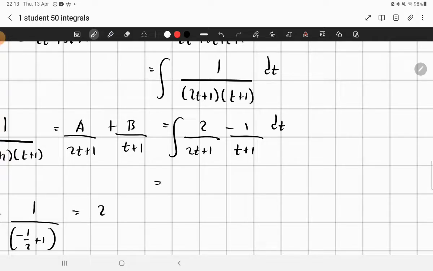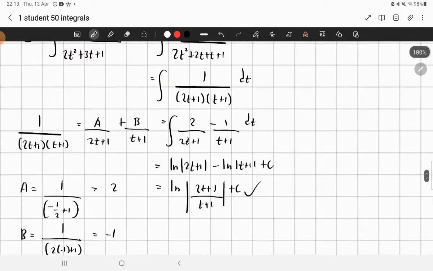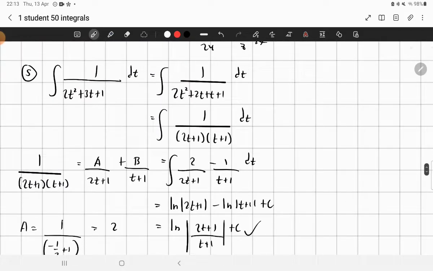And here you can obtain your particular integral: ln of 2t plus 1 minus ln of t plus 1 plus c. Then by using the properties of logarithms, you could combine these two into this form. And don't forget about your answer value, okay? So when you solve this particular question, let me check first, as usual. Integral of 1 over 2x squared plus 3x plus 1.